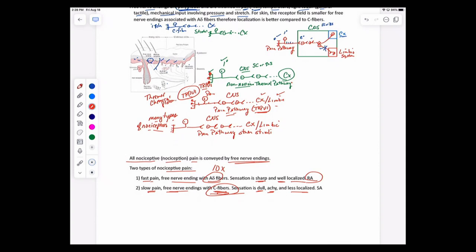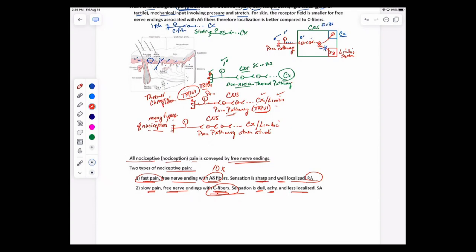So contrast your personal experience with banging your big toe on the corner of a table versus walking through a room barefoot and stepping on a shard of glass or a tack. Well, that's a completely different experience. When you step on a shard of glass, there is no delay. That's a very, very quick experience. So that is classic fast pain.